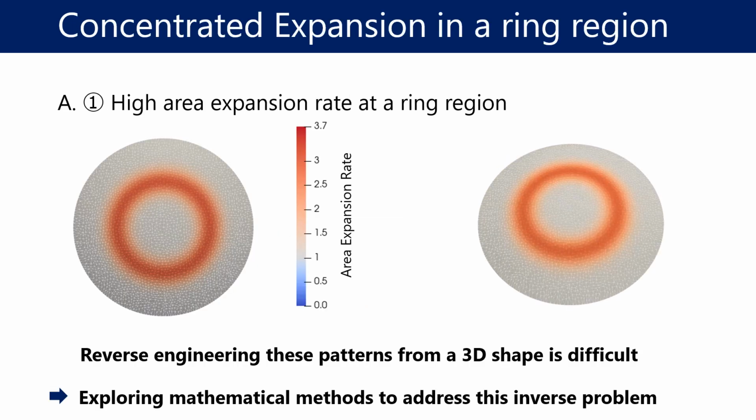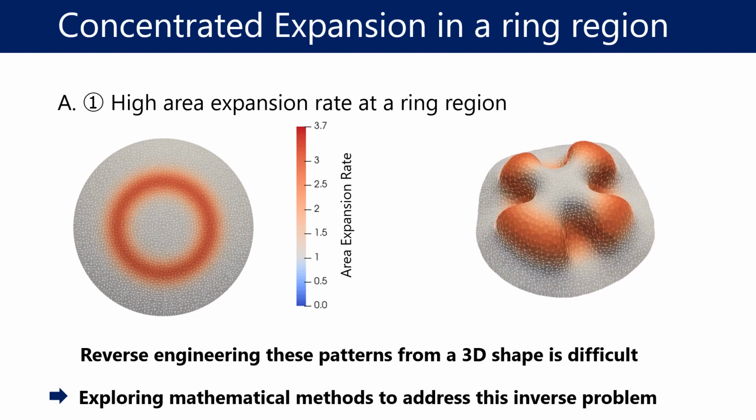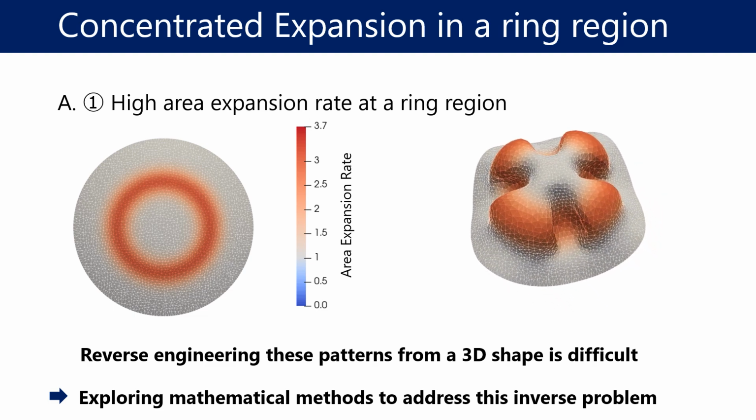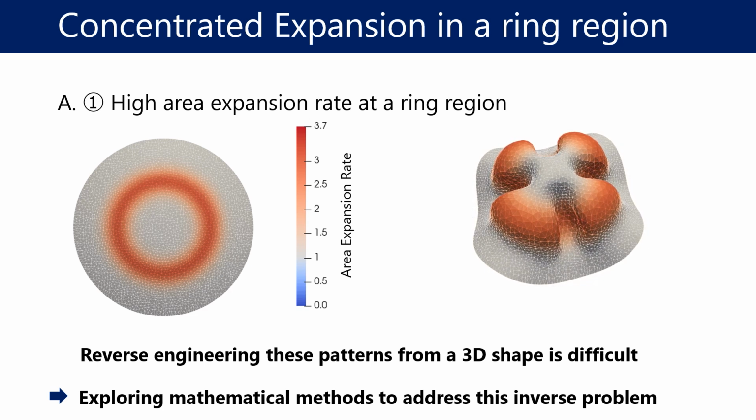The answer is pattern 1, the ring-like expansion pattern. Surprisingly, even complex shapes like this clover-like structure can result from relatively simple expansion patterns. However, reverse engineering these patterns from a 3D shape is very challenging. This is the key point I wanted to share today. To solve this, we are exploring mathematical methods to address this inverse problem.